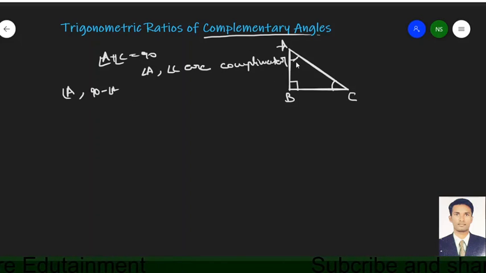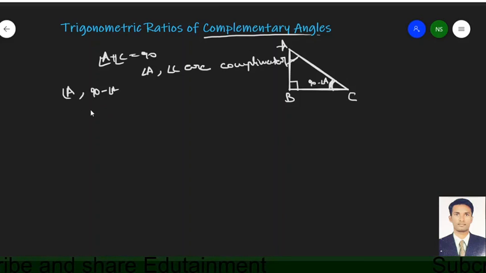Why? Because if it is angle A, this particular C you can write as 90 minus angle A, because the sum of these two must be 90 degrees. That is a small introduction to complementary angles. One more word is supplementary angle: if the sum of two angles is 180, we call them supplementary angles.